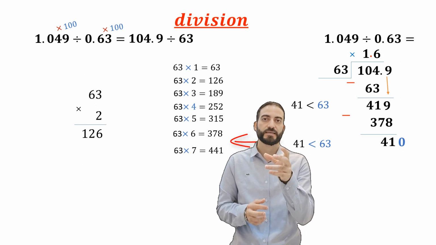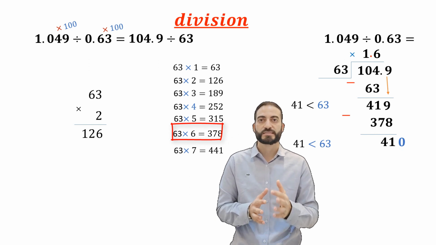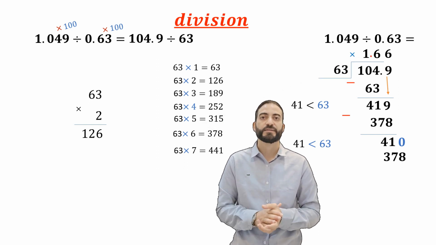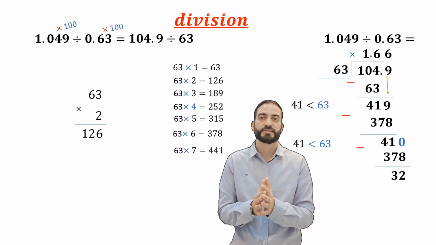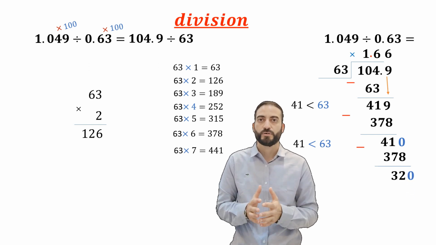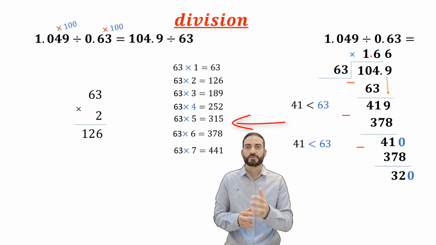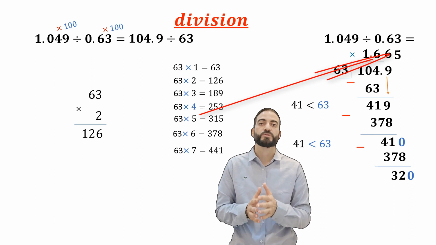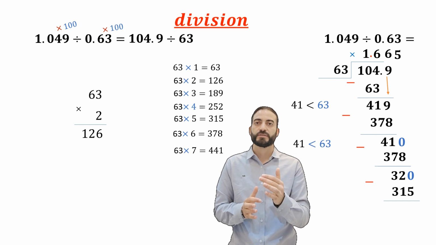410 is here, so we take the smaller one, which is 63 times 6 equals 378, and we put the 6 here and multiply the 6 by 63 to get 378. Now we do a subtraction to get 32. Also 32 is smaller than 63, so we can put 0 here. So it becomes 320. We find that 320 is here, so we take 63 times 5 equal 315 and put this 5 here. Also multiply the 5 in the divisor to get 315. 320 minus 315 equal 5.